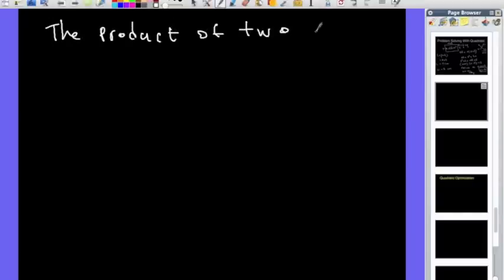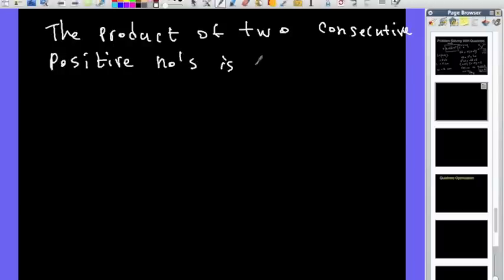Okay, let's solve one more problem so we are pretty clear on this topic. Imagine the question asks us that the product of two consecutive positive numbers is 182. And now it asks us to find the numbers.